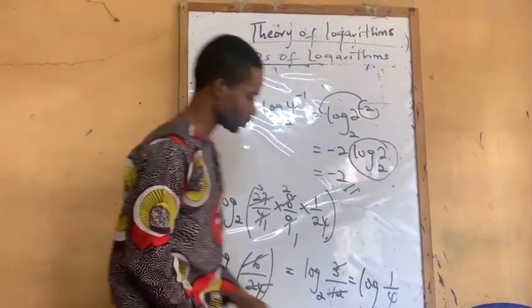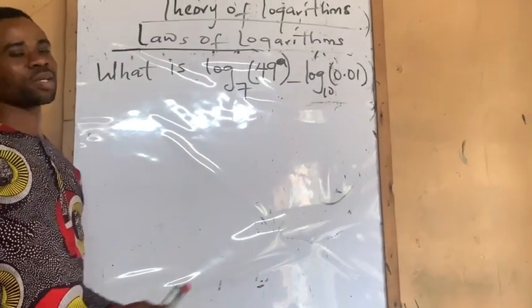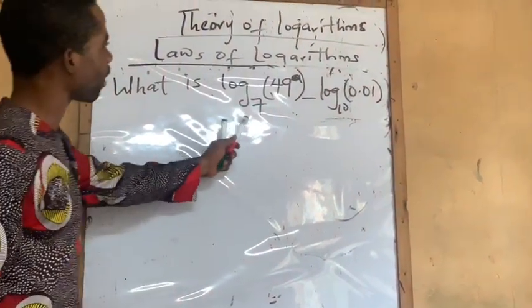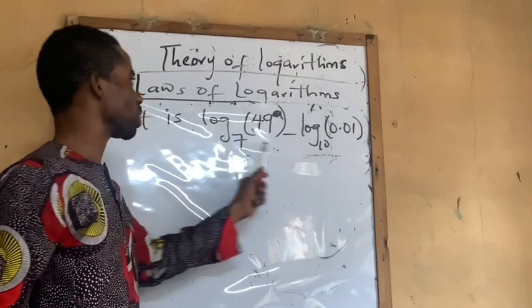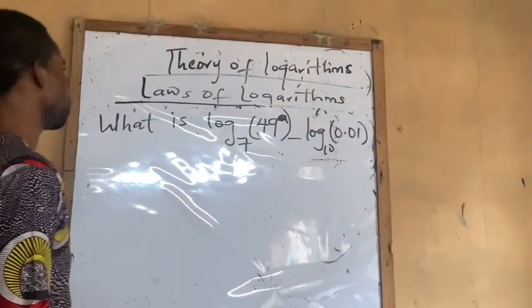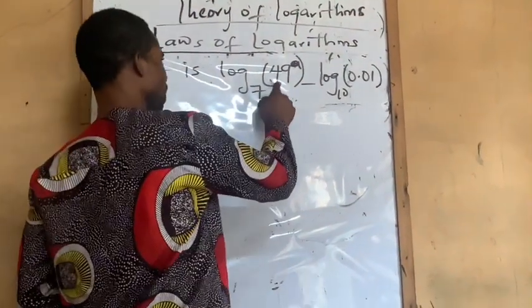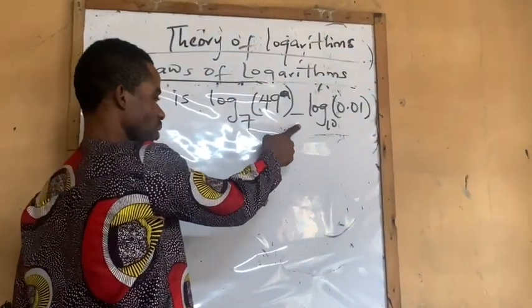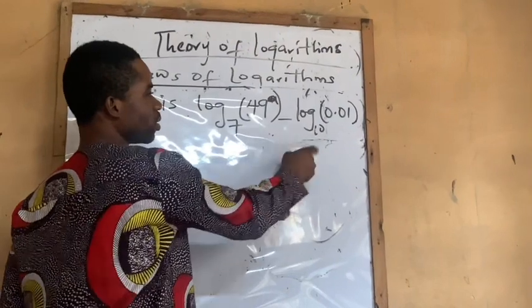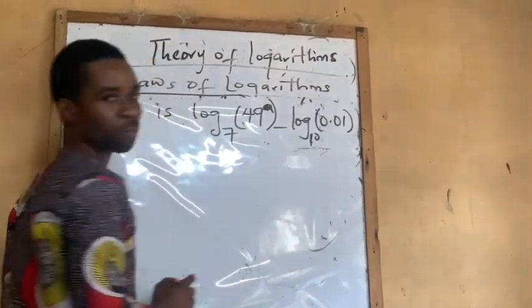Now, another one. Look at this case: they do not have the same base. This is base 7, this is base 10. So what do we do? You are going to do them separately. You cannot combine them into one division because they do not have the same base. You are going to take them one after the other.